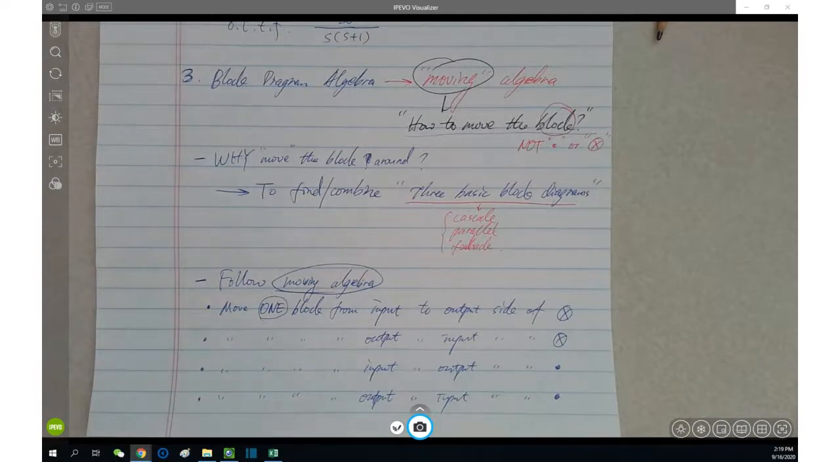We cannot move a summing junction. We cannot move a pick-off point. We are moving block, and we are not moving more than a block at a time. And we cannot do anything else other than these four. So we will see what they are specifically by next lecture.